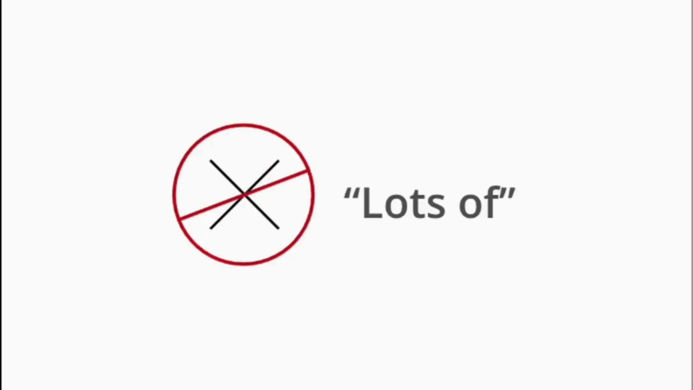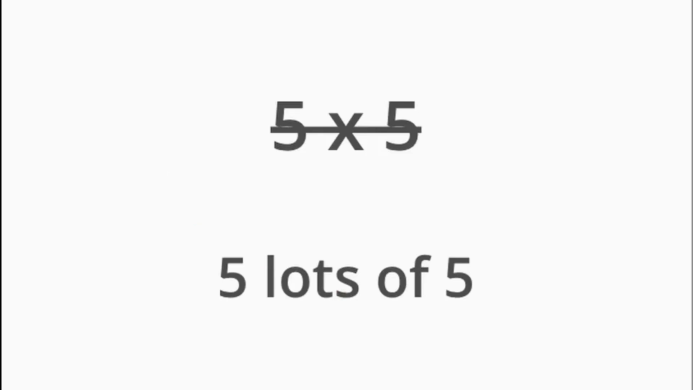The first step to column multiplication is replacing the times sign with the words lots of. Therefore, 5 times 5 would now be 5 lots of 5: 1 lot of 5, 2 lots of 5, 3 lots of 5, 4 lots of 5, 5 lots of 5.